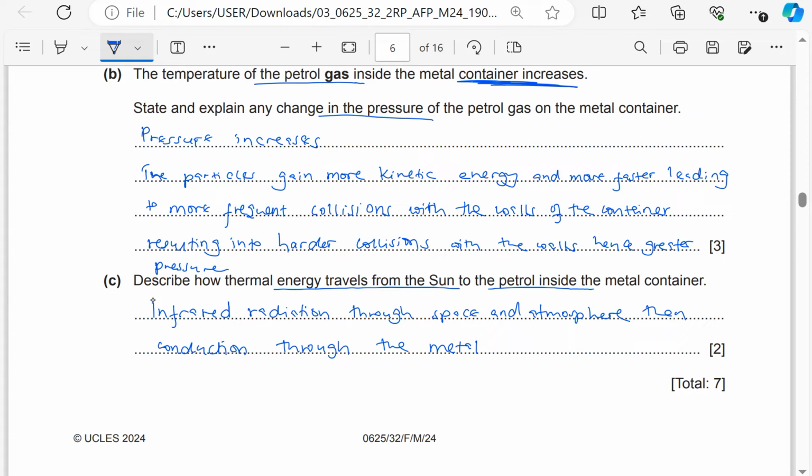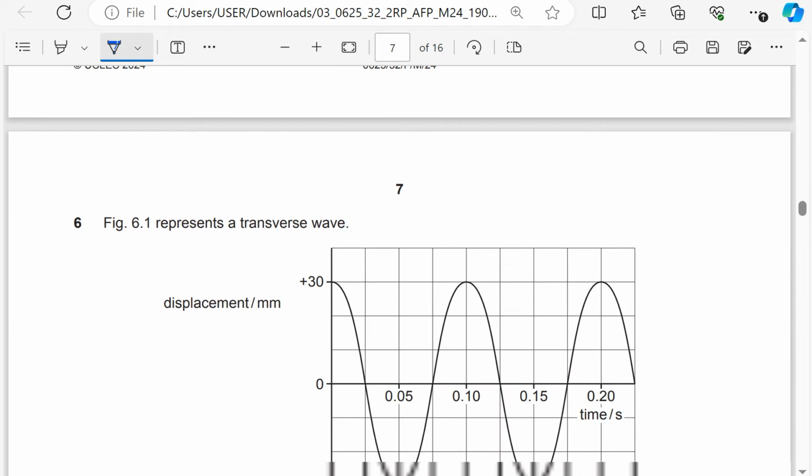So it starts as infrared radiation from the sun, it passes through space and the atmosphere, and then it is conducted through the metal. So in space it is infrared radiation, that is electromagnetic waves, and then in the metal it is the process conduction. So these are the two processes we are considering.